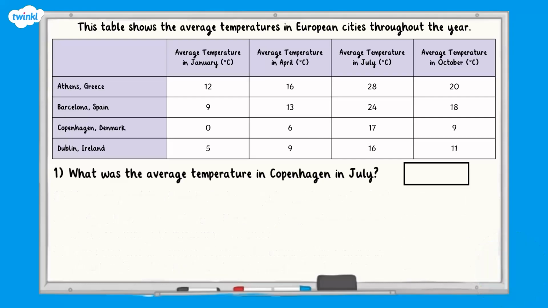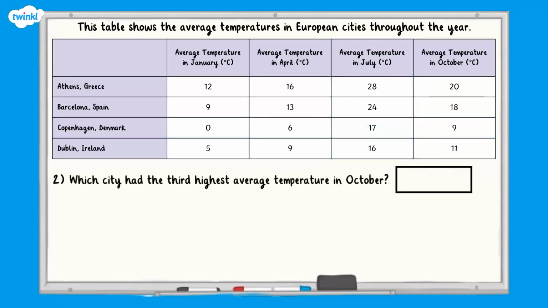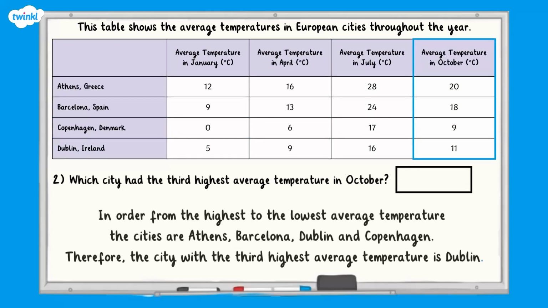Question 1. The average temperature in Copenhagen in July was 17 degrees Celsius. Question 2. To answer this question, you first need to put the temperatures in order. When you do this, you can see that the city with the third highest average temperature in October was Dublin.